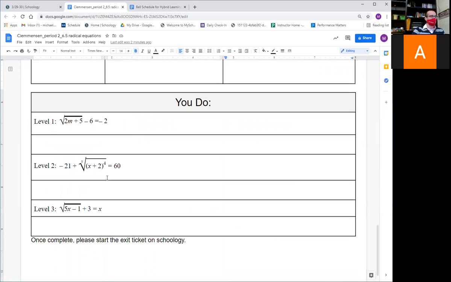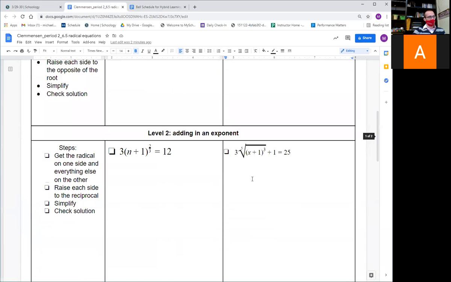At the bottom, like usual, we have our you do problems, level one, level two, level three. I want to remind everybody to try to do those and send them to me to get checked off before you start your exit ticket. Some of you are starting your exit ticket early, getting a bad grade, and wondering why your grade's dropping. Probably because of that. Double check that you know what you're doing before you do the work that is graded. All right, go back up to the top.